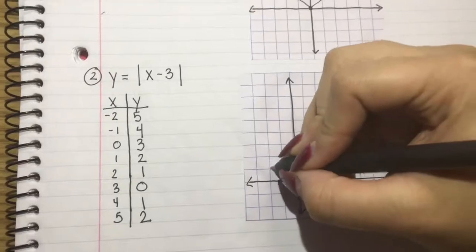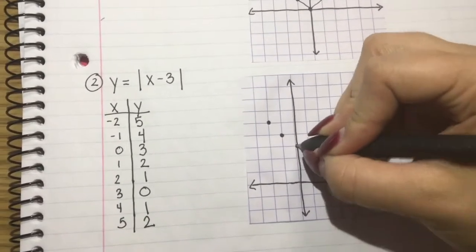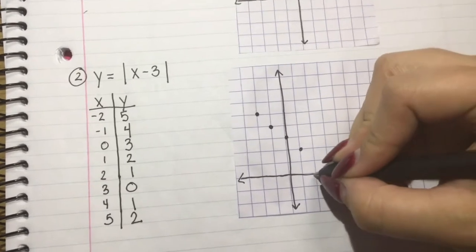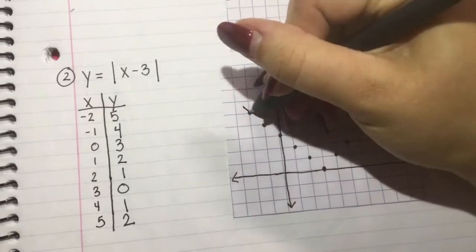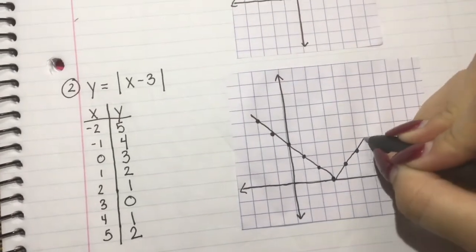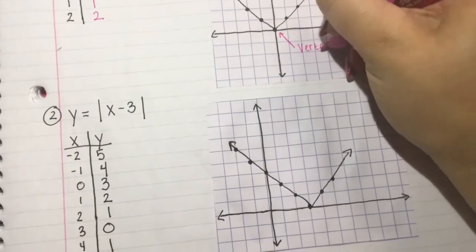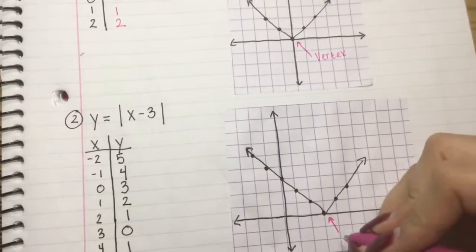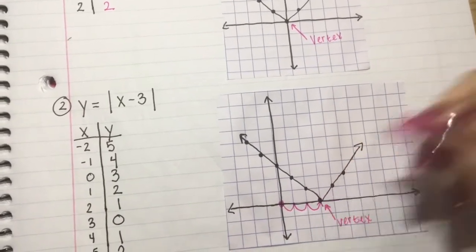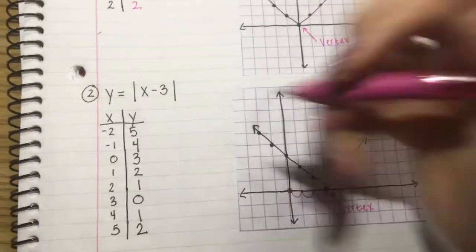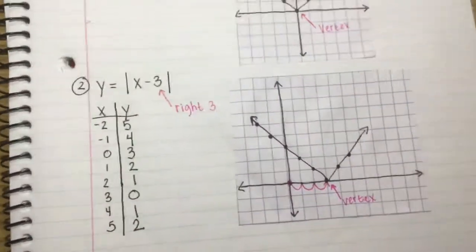As we put these points on this graph, we'll notice that it looks different than the parent function. In fact, the vertex is at a different place. The vertex is the very point where those two sides of that V meet. The vertex for the parent function is at 0, 0, but the vertex for this function is at 3, 0. So we can see that this graph moved to the right 3. So that 3 on the inside is moving us to the right 3.